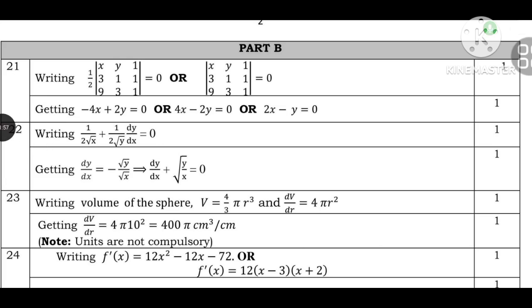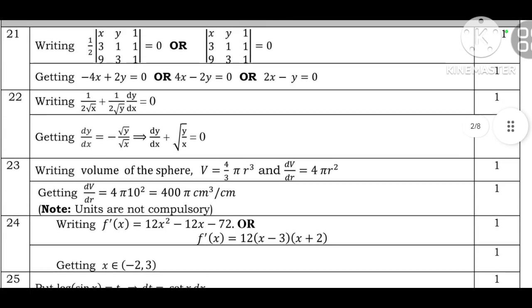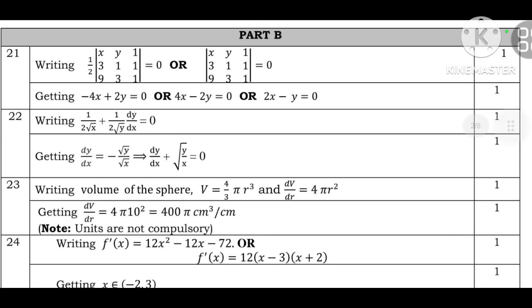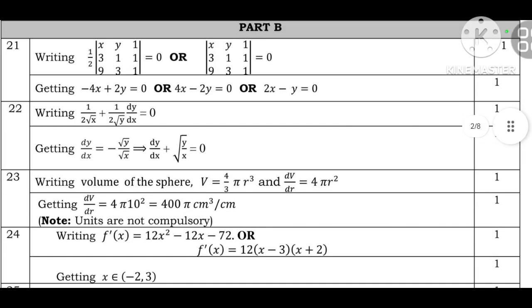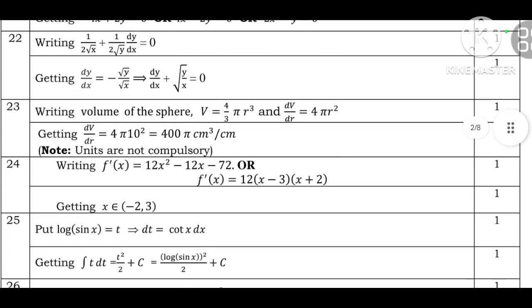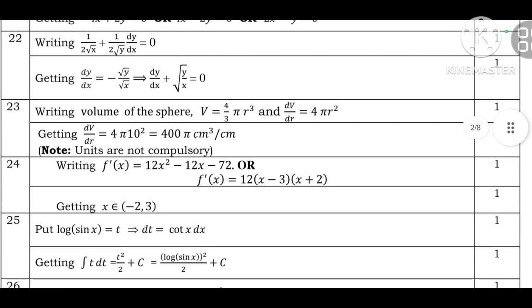Question number 21, part B. It is from matrix and it is asked for 1 mark. So if you write the steps and all, you will get 1 mark totally. 1 plus 1, I think it is for 2 marks. Yes, it is for 2 marks. You have to solve each and every step, then only you will get the 2 marks. Don't miss the steps. It is directly the key answers. But if you write these same steps, you will get the 2 marks directly.